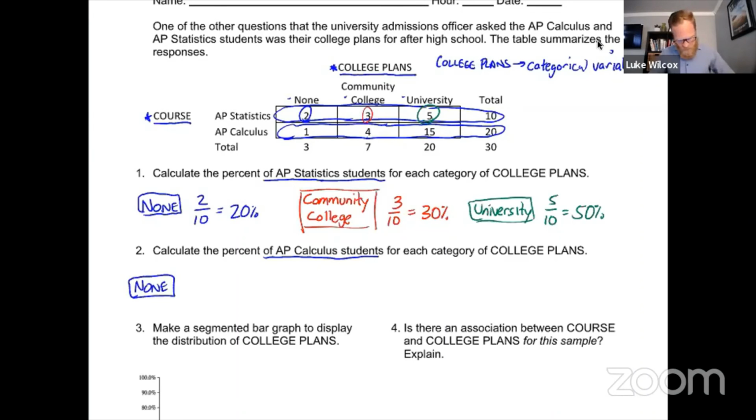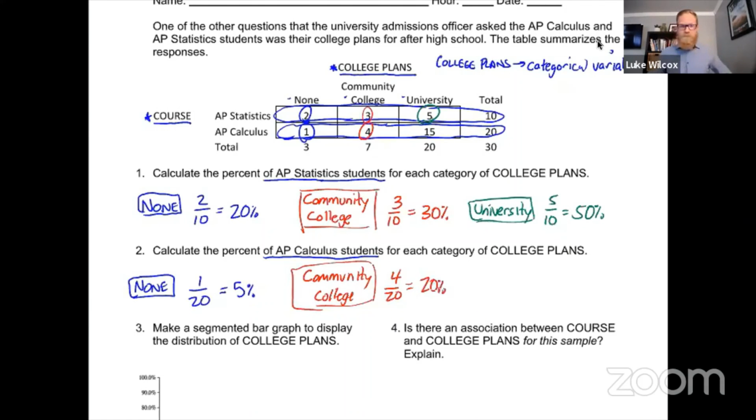So starting with none, I have 1 of my AP Calculus students. That is only 1 out of 20. That is 5% of AP Calculus students that do not have college plans. Move over to the next category of community college. Look up in my table here, and it looks like there are 4 out of the 20, which is going to give me 20%. And then finally, the last column we have is the university. And based on the values here, it looks like 15 out of 20. And that is going to give me 75%.